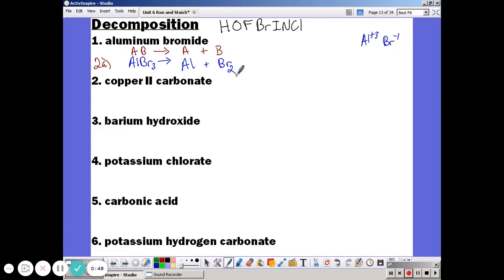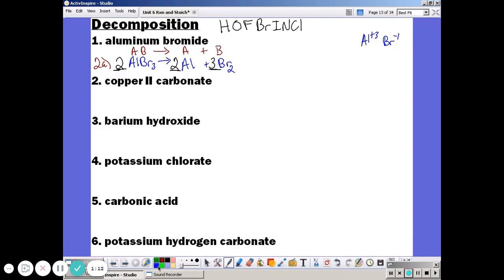it. Well, we have 1 aluminum and 1 aluminum, 3 bromines and 2 bromines, so we're going to make them both 6. 2 times 3 is 6, 3 times 2 is 6. By putting the 2 here in front of aluminum bromide, I also have 2 aluminums, so we'll have to put a 2 there, and we're balanced.